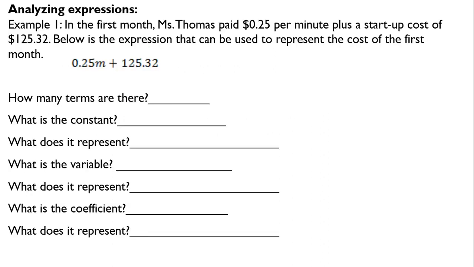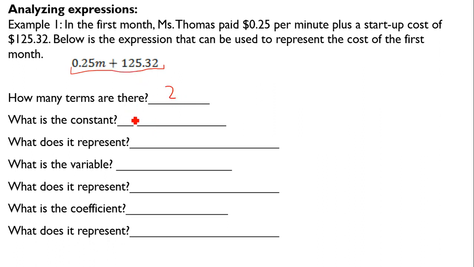Okay, so let's look at this thing. So in the first month, Ms. Thomas paid 25 cents per minute plus a startup cost of $125.32. Below is the expression that can be used to represent the cost of the first month. Okay, so she's paying something, sounds like by the minute. Here we have this equation. So first off, how many terms are there? Well, we can see them right here and right here. There's 2, separated by that plus sign.